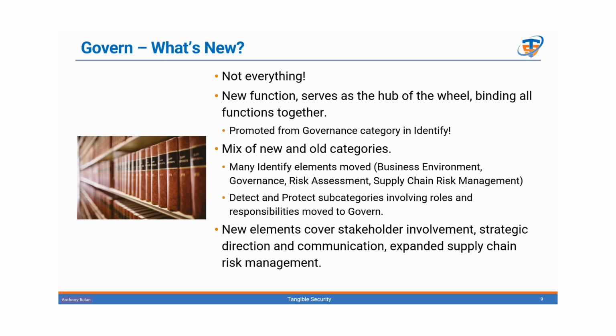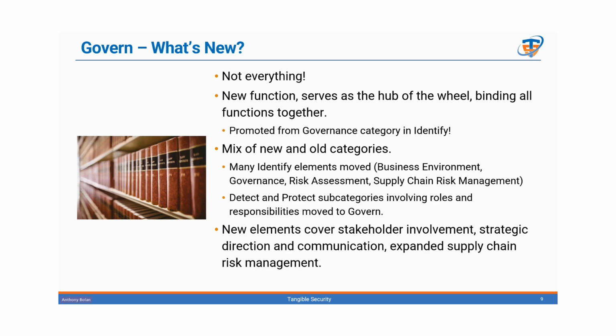The business environment pieces have now tied into an overview of the organization. Governance, of course, itself has been integrated. Elements of risk assessment as well as supply chain risk management has been taken out of identify and greatly expanded. There are a few pieces from the detect and protect categories, largely around roles and responsibilities, that have also been moved into govern. And it focuses heavily on stakeholder involvement, strategic direction and communication, and of course, as I had mentioned, expands dramatically on supply chain risk management.